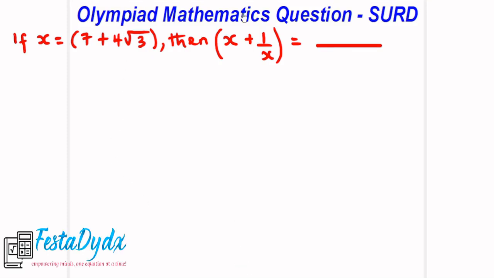Today we'll be solving this Olympiad Mathematics question on the topic surd. So if x is equal to 7 plus 4 root 3, then x plus 1 over x is equal to dash. So we're looking for the value of x plus 1 over x. Looking at the question, x is provided, but we do not have 1 over x. So the first thing we have to do here is to look for 1 over x. Whatever we get as 1 over x, we'll add it to x to be able to get the answer or the value for this question. So now let's start.